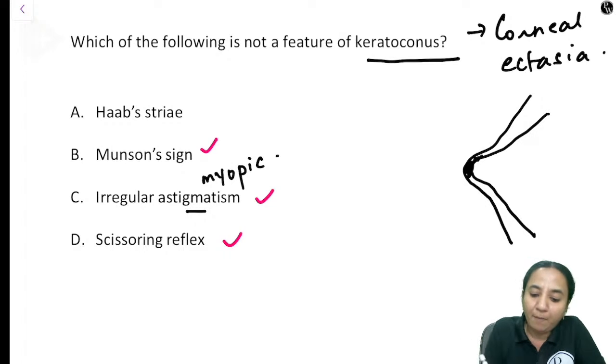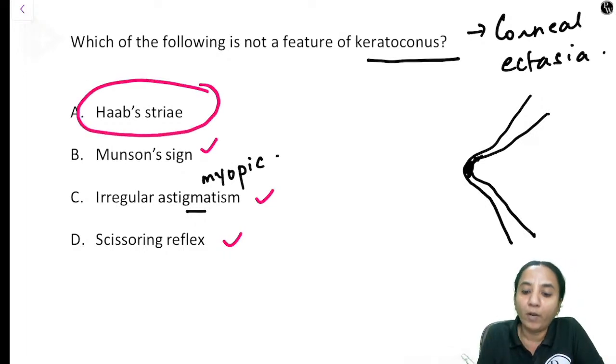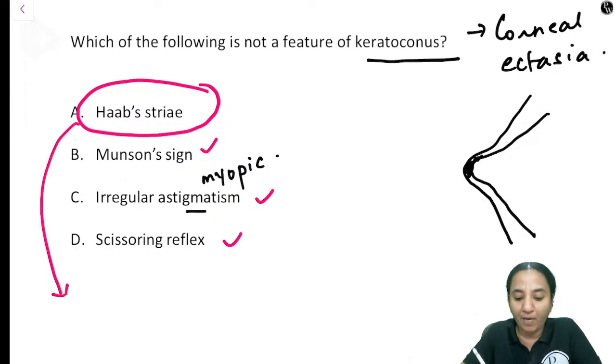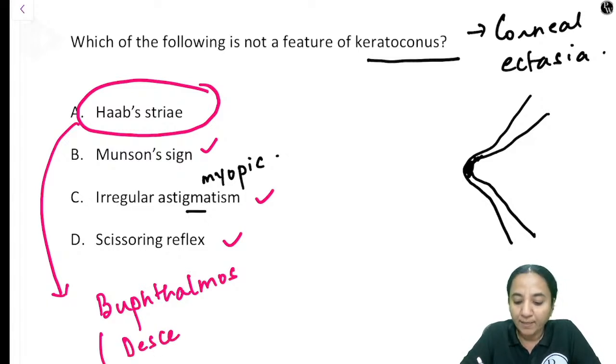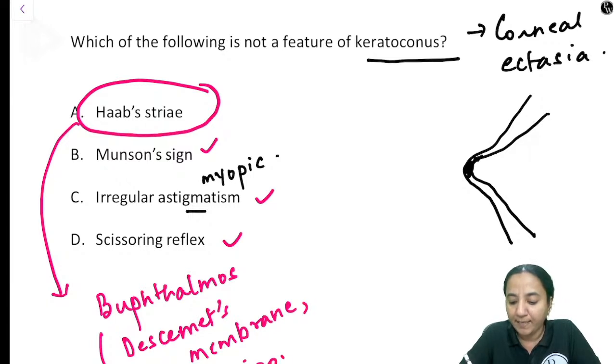So which of them is wrong? What is wrong is Haab striae. What are Haab striae? They are stretch lines on the Descemet's membrane of the cornea, which are seen in buphthalmos, that is congenital glaucoma. The speciality of the Haab striae is that they are horizontal in direction, and we remember them as H for H. They are horizontal in direction.